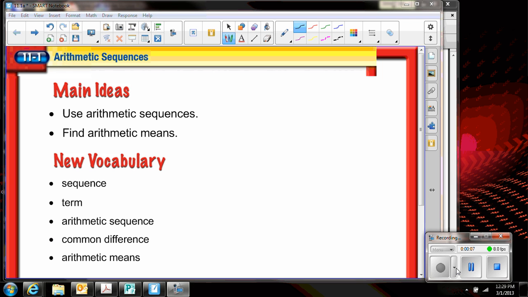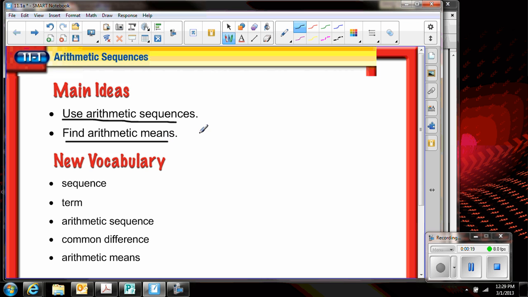Today we're going to take a look at section 11.1 Arithmetic Sequences. As you can see under the main ideas, we're going to start with finding some arithmetic means and how to use an arithmetic sequence. So those are the two main concepts we're going to look at today. We have 5 new vocab words. We're going to talk about a sequence, a term, an arithmetic sequence, a common difference, and arithmetic means.